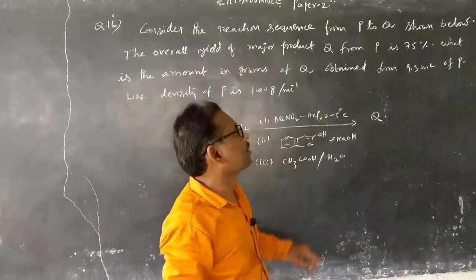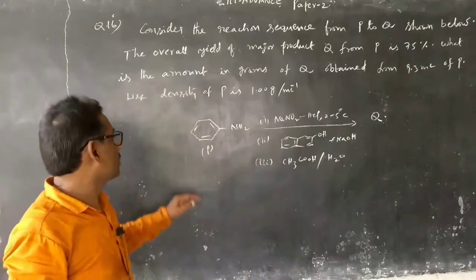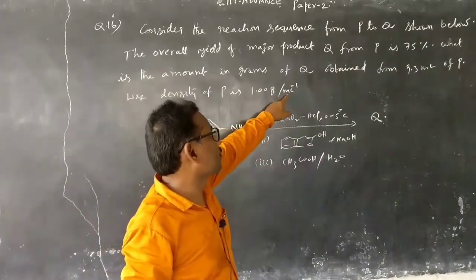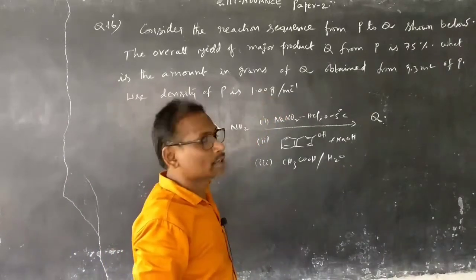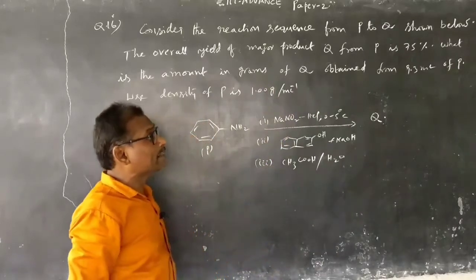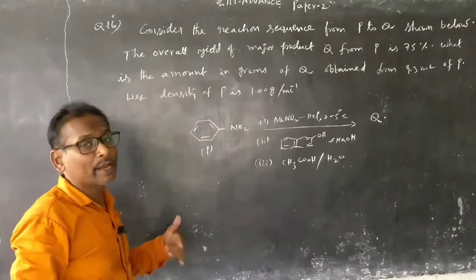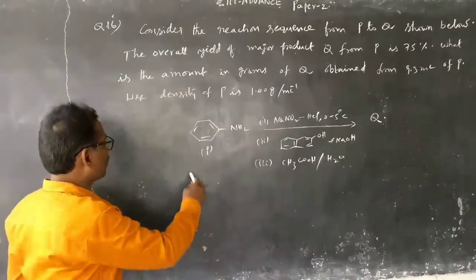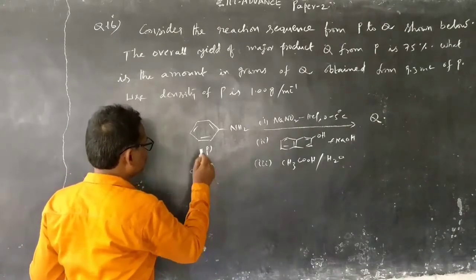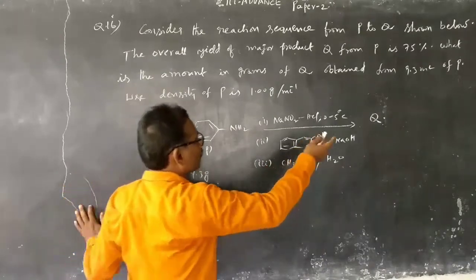How much of P is taken? 9.3 ml of P is taken, and the density of P is given as about 1 gram per 1 ml. That means the mass of 1 ml of this reactant aniline is 1 gram. We are taking 9.3 ml, so that is going to be 9.3 grams only. So 9.3 grams of this is taken. Then how much of Q will be formed?